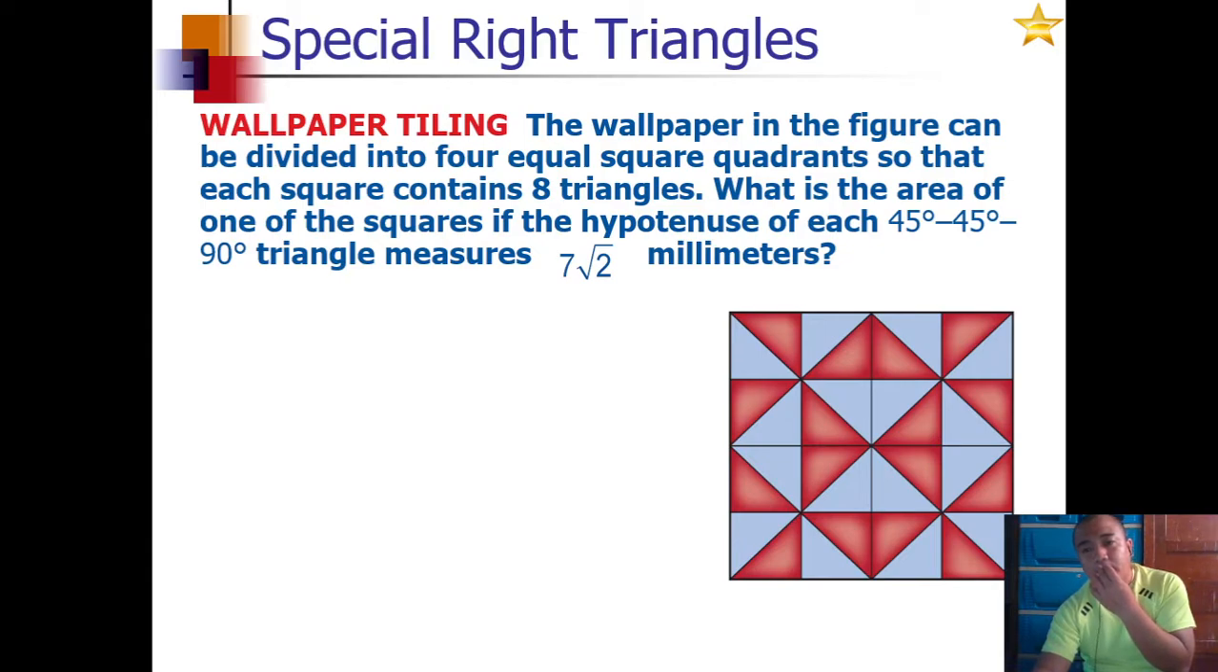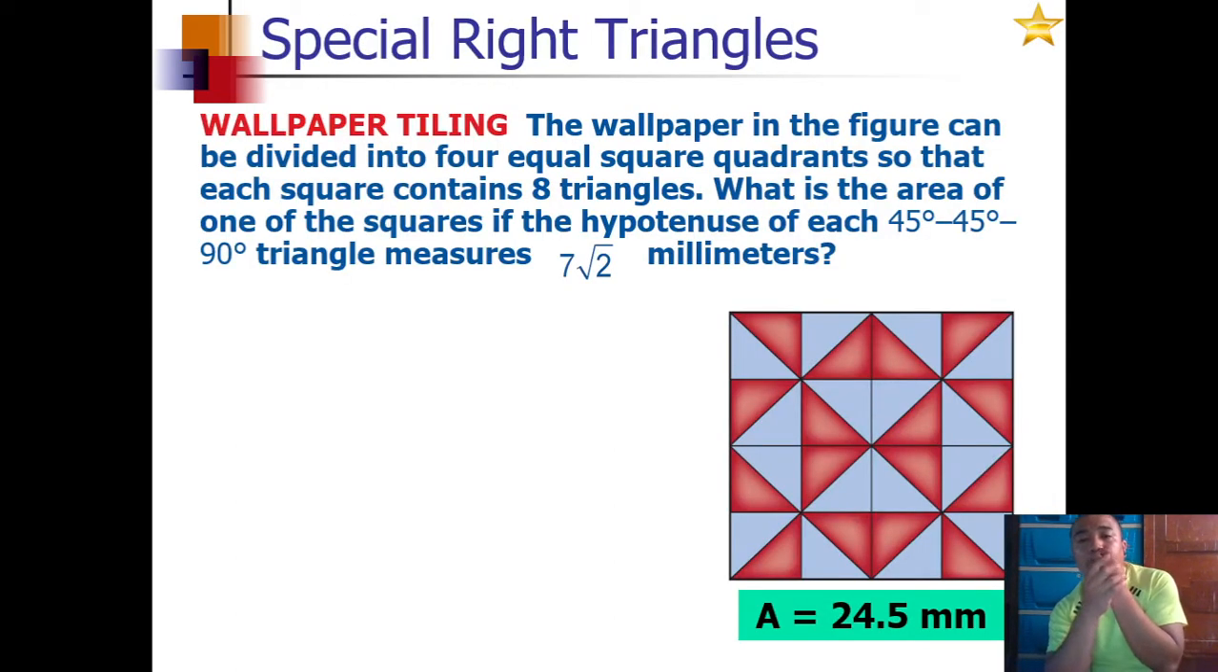The wallpaper in the figure can be divided into 4 equal square quadrants, so that each square contains 8 triangles. What is the area of one of the squares if the hypotenuse of each 45, 45, 90 triangle measures 7 square root of 2 millimeters? That's the answer, 24.5 millimeters. What is the area of one of the squares?